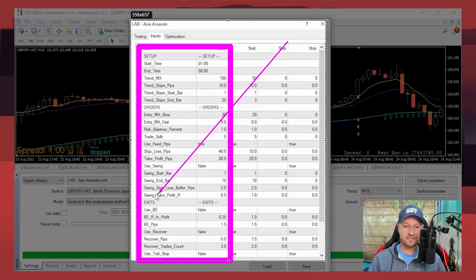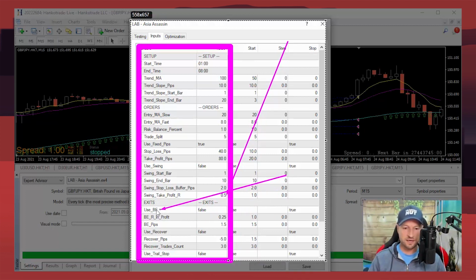And then finally, the take profit based on an R value. So say for example the stop loss works out to be 20 pips, and you want to have that set to, well, in this case 0.5. It means you're going to take 10 pips as your overall take profit.